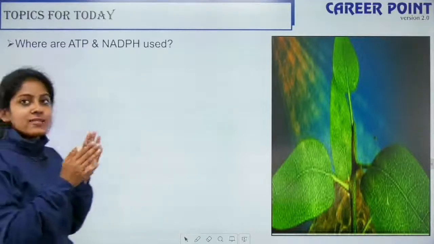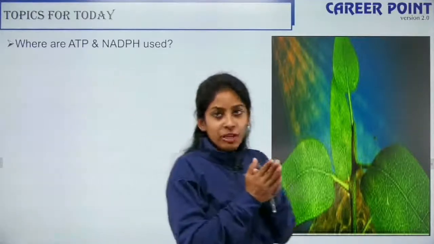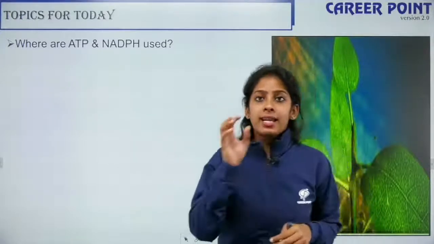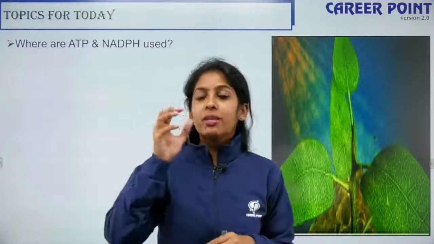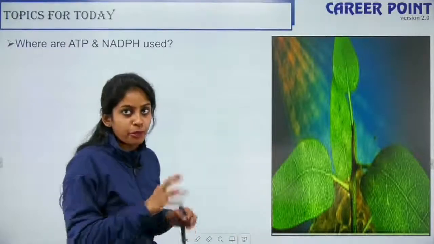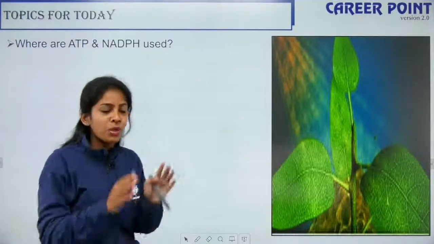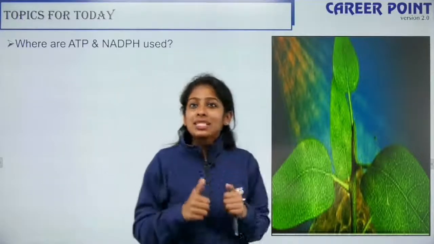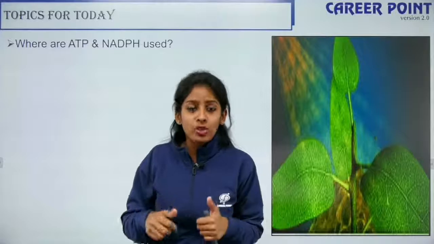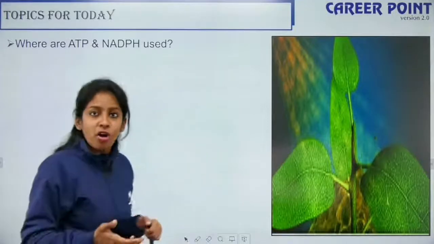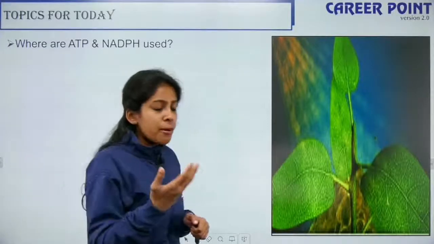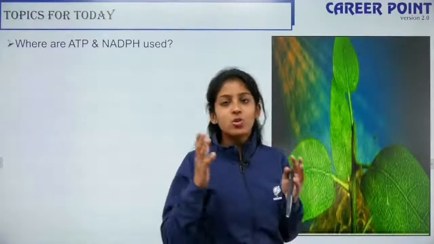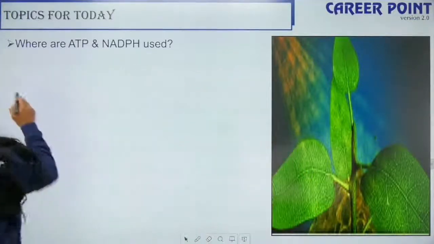We were done till the chemiosmotic hypothesis in the previous class. Today we'll be talking about where this ATP and NADPH will be used. We know as a product of the chemiosmotic hypothesis, or as a product of light reaction, we have the ATP and NADPH. So where will this ATP and NADPH be used? How will it be used? In what form? Probably you can say, ma'am, ATP will be used to produce glucose, and the question is how? That is what we are going to discuss today, right?